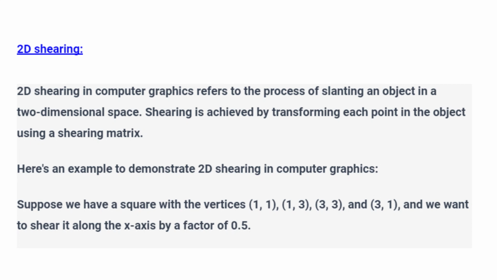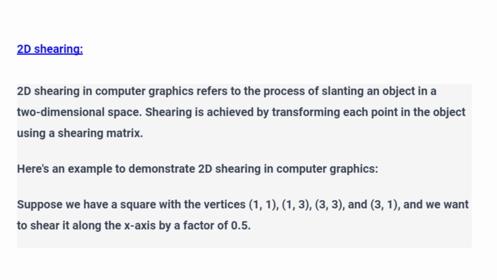2D shearing. 2D shearing in computer graphics refers to the process of slanting an object in a two-dimensional space. Shearing is achieved by transforming each point in the object using a shearing matrix. Here is an example to demonstrate 2D shearing in computer graphics.